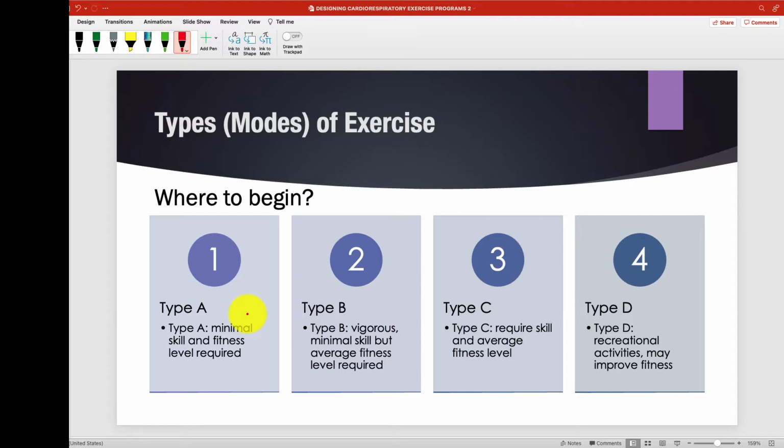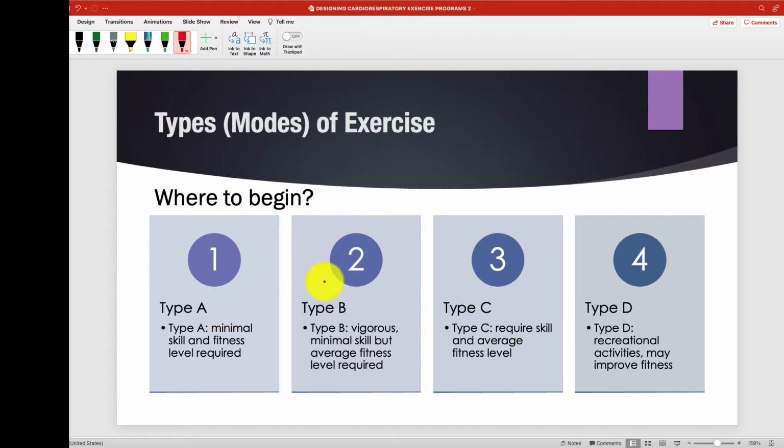Then we have type C. This requires skill and an average fitness level, right? So type C would be endurance activities that require both skill and an average fitness level. So this would be like swimming or skating or skiing or cross country, right? A little bit different kind of flavor than what we were talking about here. And then we have type D, which would be your recreational activities. And this could be people that are playing soccer or playing volleyball or playing baseball, right?